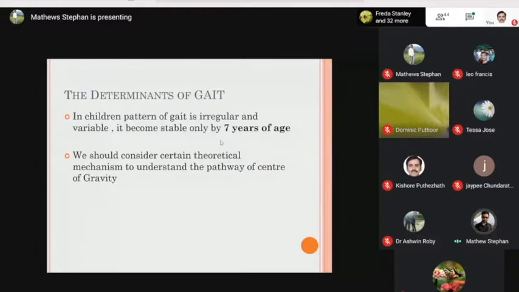See, determinants of the gait. In children, the pattern of gait is irregular and variable. It becomes stable only by 7 years of age. We should consider certain theoretical mechanisms to understand the pathway of center of gravity.